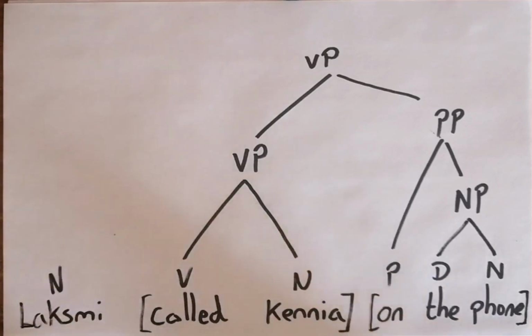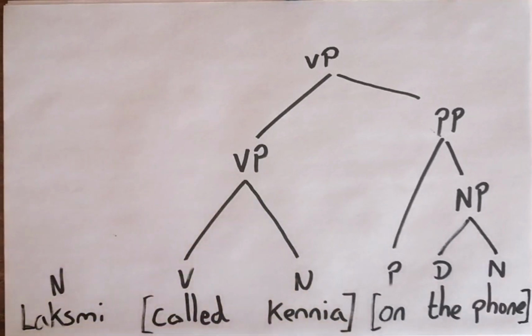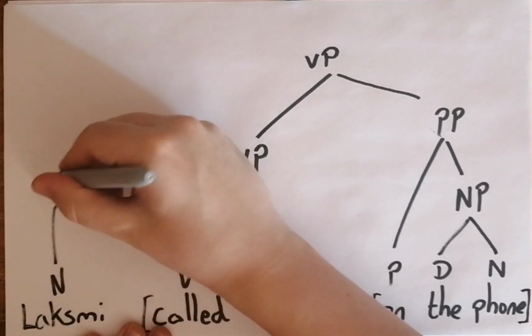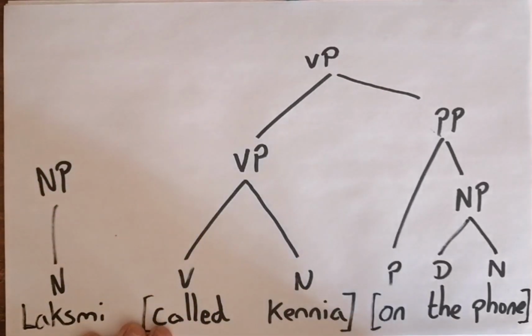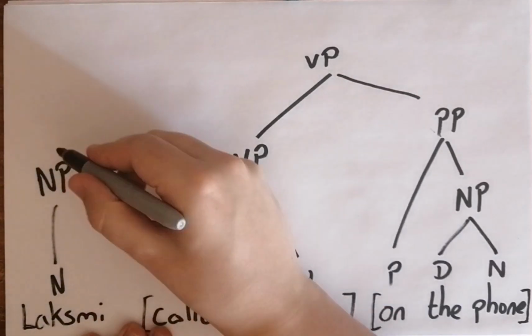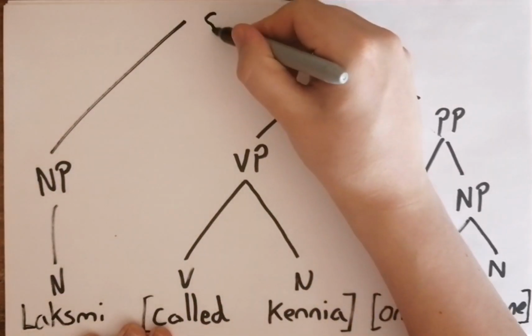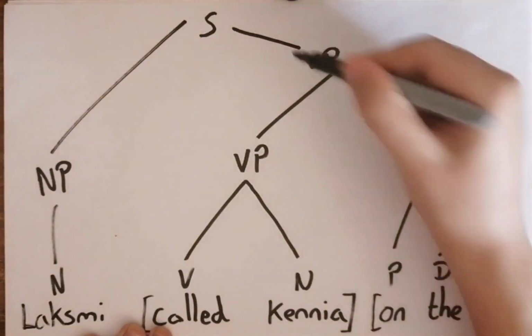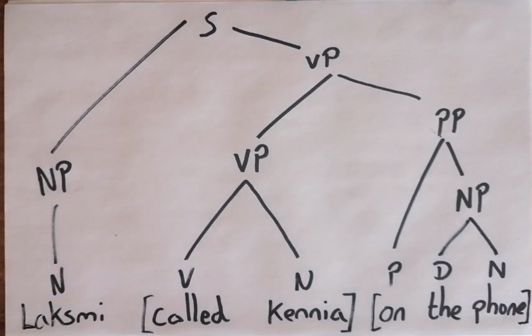But if we did another constituency test and said something like, it was on the phone that Lakshmi called Kenya, that would be fine. Okay. Now we know that Lakshmi is a noun phrase, and we know that's the subject. So that goes straight to the sentence level. And there we have the verb phrase. Okay. I hope this information helps, guys.